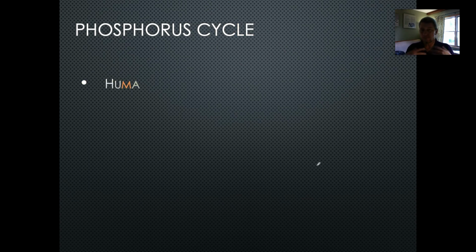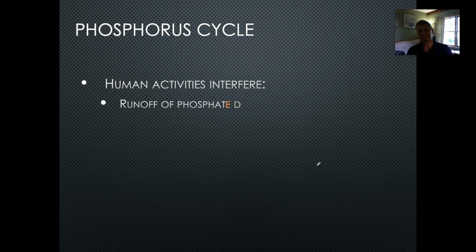Now, how do we interfere with the phosphorus cycle, just like with the other cycles as well? The biggest component of this, of course, in terms of human activity, is farming. All right, we use phosphate just like we do with nitrogen. We use phosphate in our fertilizers because plants grow better with a good bit of phosphate.